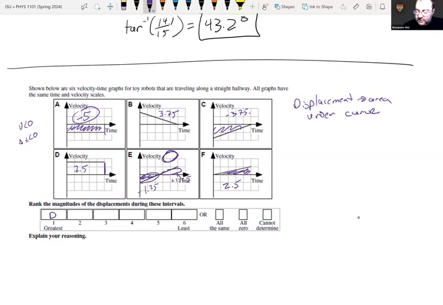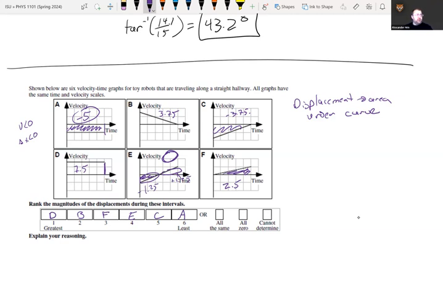So now we have numbers for the areas that we can rank. D is the largest at 7.5, then B at 3.75, then F at 2.5, then E, which gets us to 0, then C is a negative 3.75, and A is an even larger negative. Now, the larger negative is considered the smaller displacement, because you do view negatives as being more to the left on the number line. That's how it goes, okay?